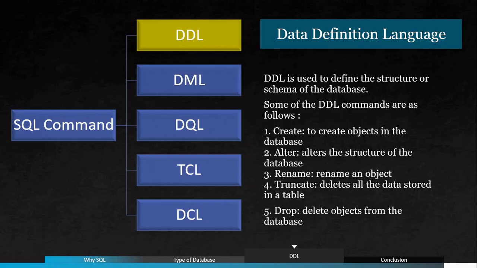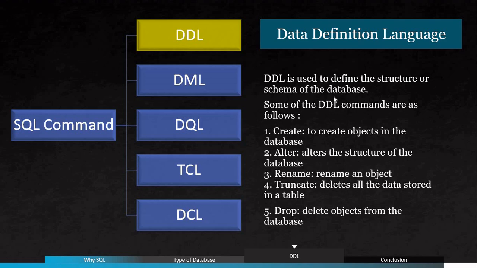Okay. So yesterday we have seen that these are the SQL commands which are divided into DDL, DML, DQL, TCL and DCL. The very first was data definition language, which is used to define the structure of the database. And structure means we can create a table, view, procedure, functions, all those objects in the database.